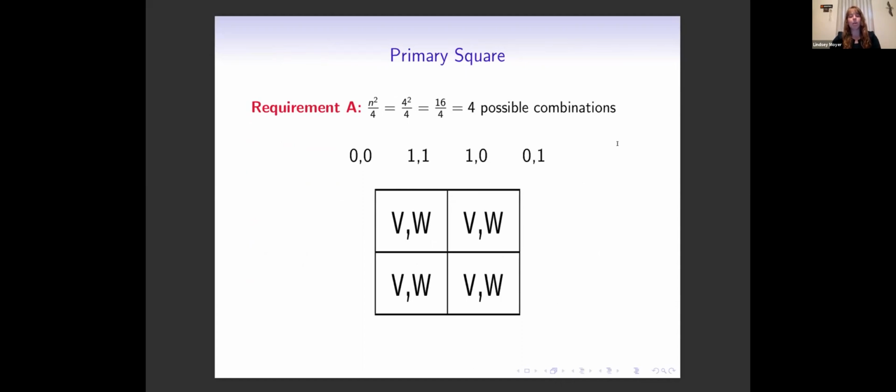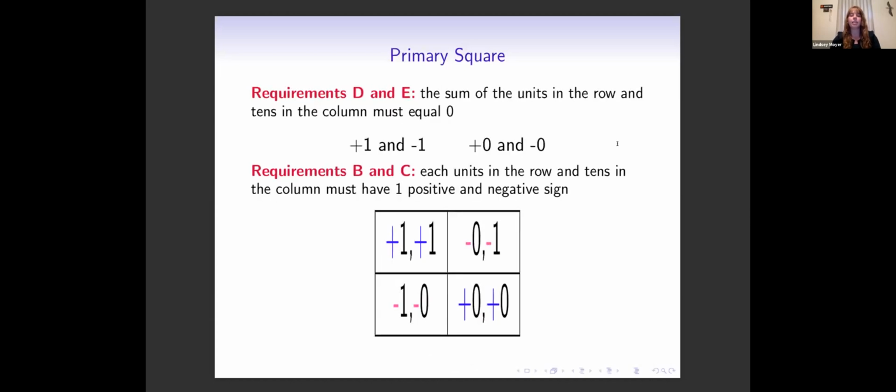But now how do we put them in our primary square? So we're going to look, and D and E say the sum of the units in the row and the sum of the tens in the column has to equal 0. The only way to get this is to put the +1 and -1 together and the +0 and -0 together. Also, we know the units in the row and the tens in the column have to have a positive and negative sign. I started with the +1 in the top left corner and then filled everything out from there. However, the primary square is not unique, so you could have placed that wherever you want it in whatever cell.